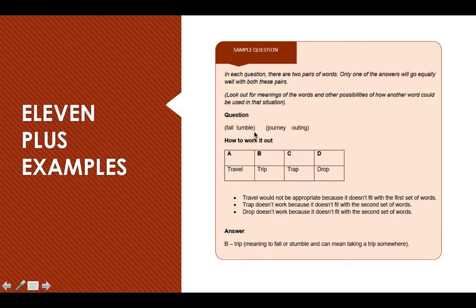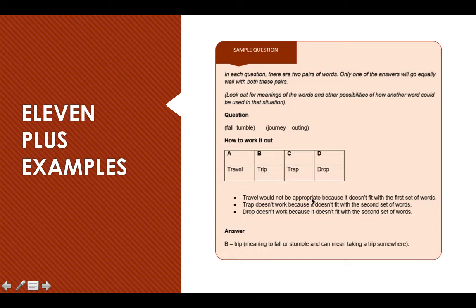Okay. So another example. So in each question there are 2 pairs of words. Only one of the answers will go equally well with both of these pairs. Okay, so in bracket number 1 we've got the words fall and tumble. And in the second brackets we've got journey and outing. So which word out of these answer options can go equally well with both the pairs?